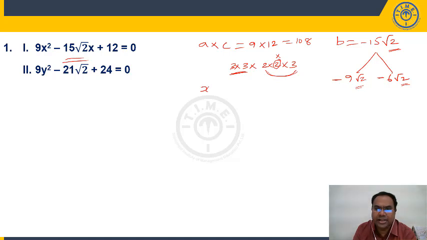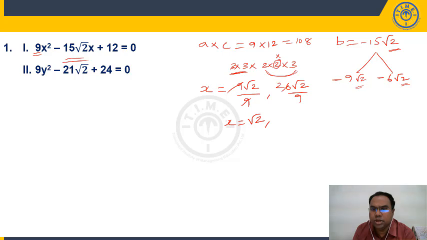While writing the roots, what did we discuss? Change the sign. Minus 9 root 2 will become plus 9 root 2. You have to divide with coefficient of x square 9, comma. Minus 6 root 2 will become 6 root 2 by 9. So 9 will get cancelled. X is equal to root 2, comma, 3 2's, 3 3's. 2 root 2 by 3. That is 2/3 of root 2.